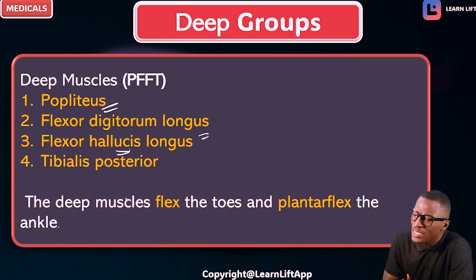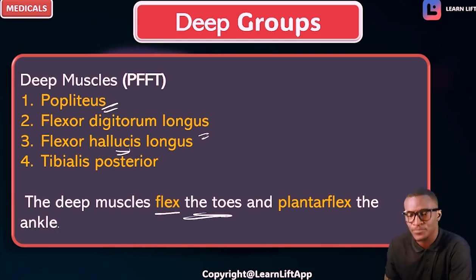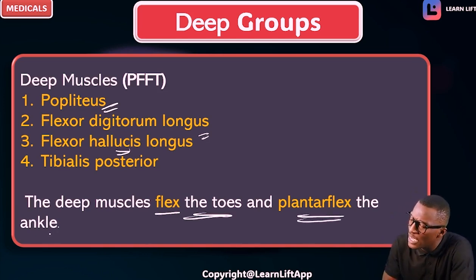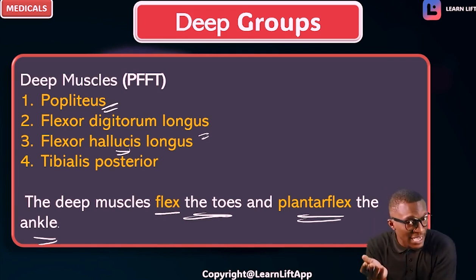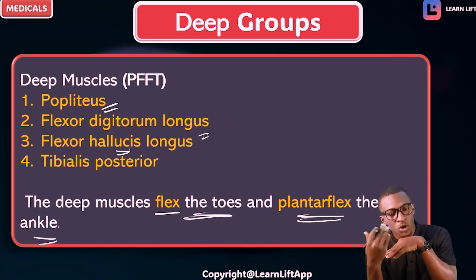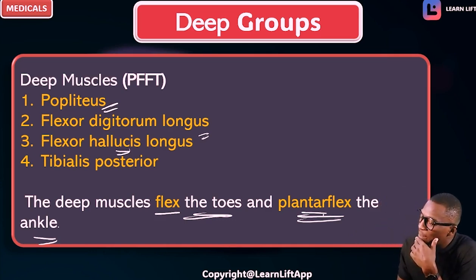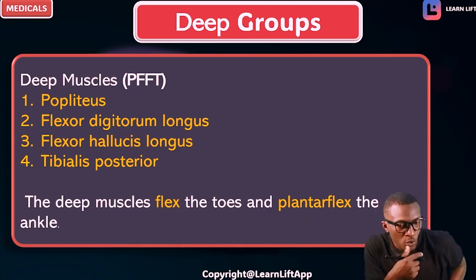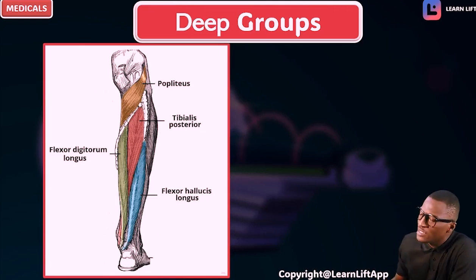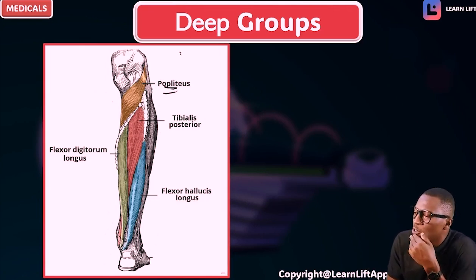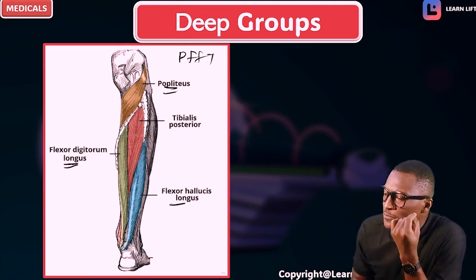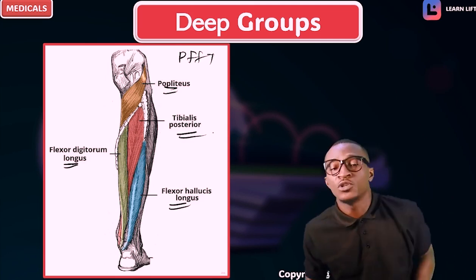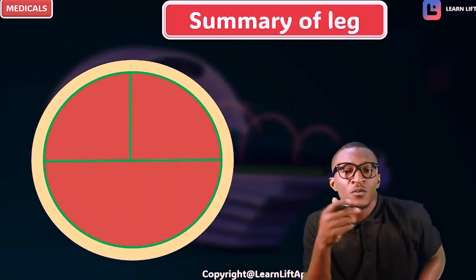Take note that these deep muscles flex the toes and plantar flex the ankle. We said that the anterior compartment helps to dorsiflex, right? And they also help to extend the toes. But these ones help to plantar flex, and they also help to flex the toes. They are opposite of the anterior compartment. Do you understand that? And you can see the diagram. This is the popliteus. We said it is your PFFT: popliteus, flexor digitorum longus, flexor hallucis longus, and tibialis posterior. Do you understand that? These are the muscles of the posterior compartment.